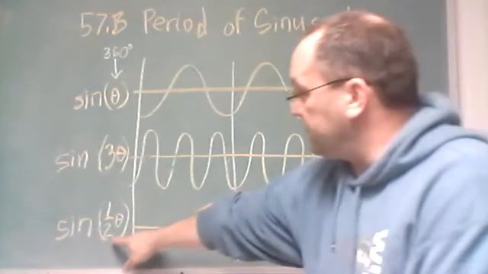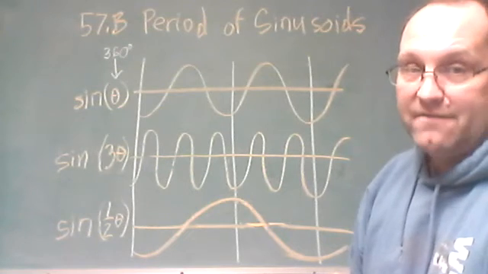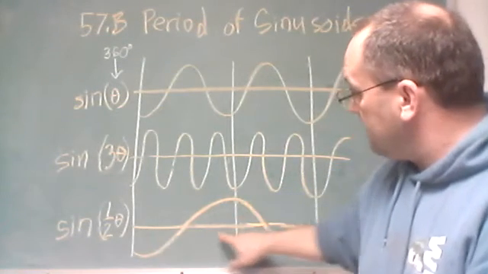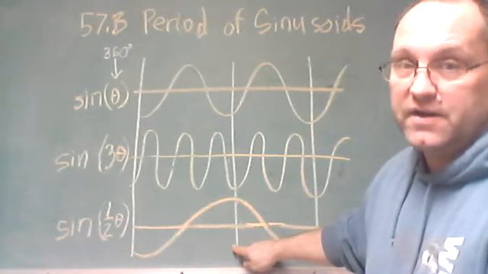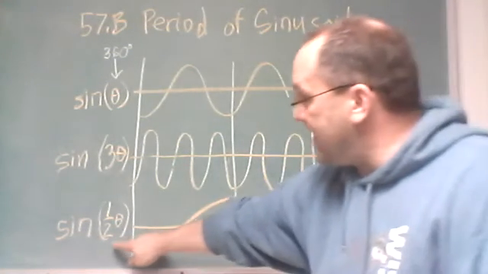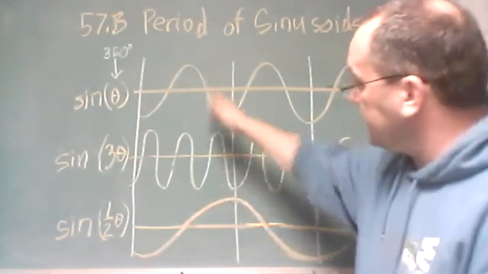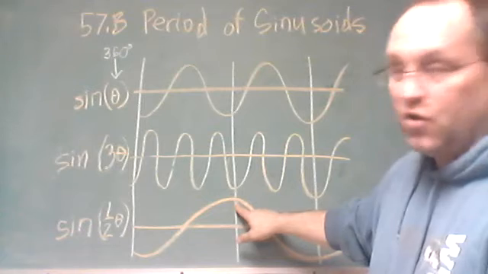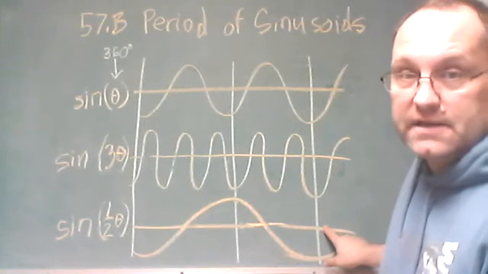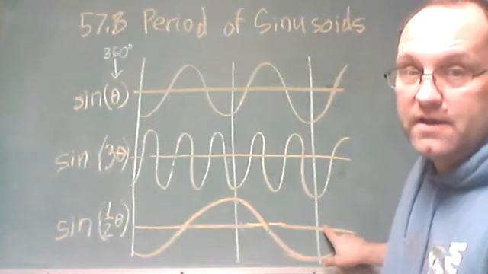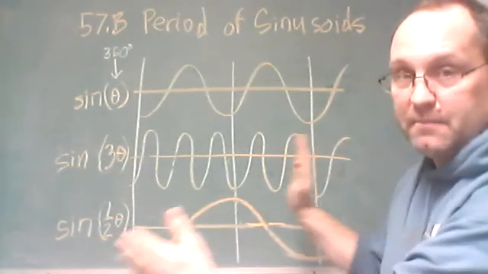And likewise, if we multiply the variable by a fraction, in this case 1/2, for every 360 degrees, the trigonometric function has only covered 1/2 of its normal plot. And so the period has now become 360 degrees times 2, 720 degrees. It is lengthened out. Here it is compressed.